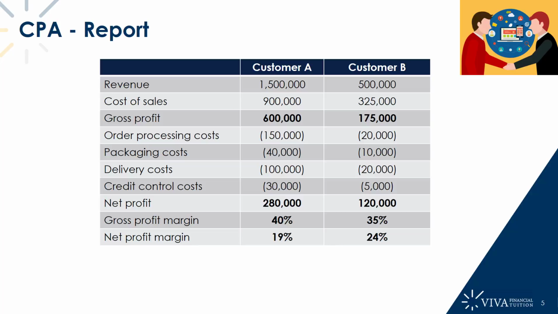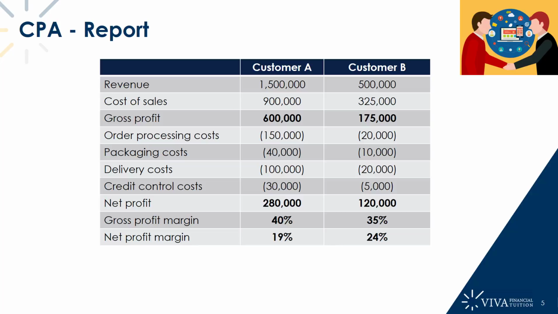And so we'll see their gross profit drops to a net profit. So this is the true profitability on this particular customer, which drops it down from 600,000 down to 280,000. And that's generating a net profit margin of 19%. And again, if we wanted to work out that net profit margin, it's just the net profit. So for customer A, the 280,000 divided by their revenue of 1.5 million. And again, we times that by 100 to get it into a percentage. So you see there's a drop from gross margin to net margin of 21%.